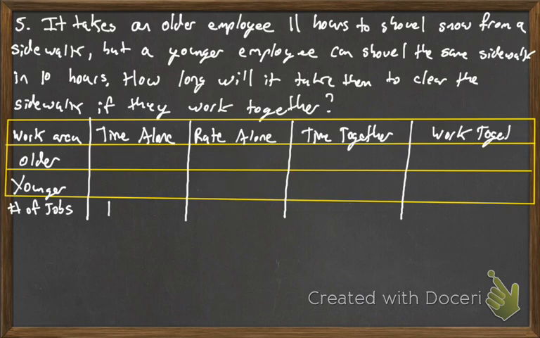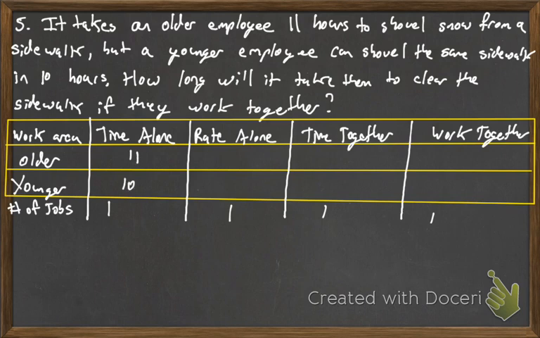Okay, so it says it takes an older employee 11 hours to shovel snow from a sidewalk, but a younger employee can shovel the same sidewalk in 10 hours. How long will it take them to clear the sidewalk if they work together? And so this one, they set you up with a table. So you got your work area, we got the older and the younger employee. The number of jobs is going to be the 1 for all of them. Time alone, rate alone, time together, and work together.